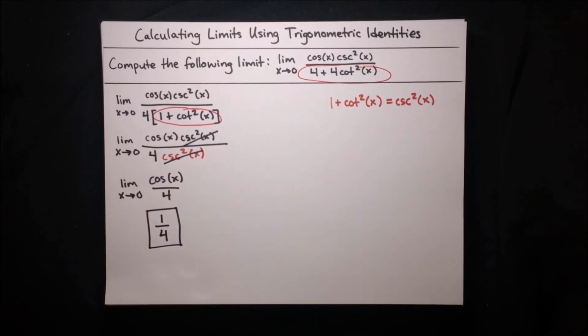So now we know how to calculate limits using trigonometric identities. And in the future, we'll continue learning about limits, including limits at infinity and infinite limits.